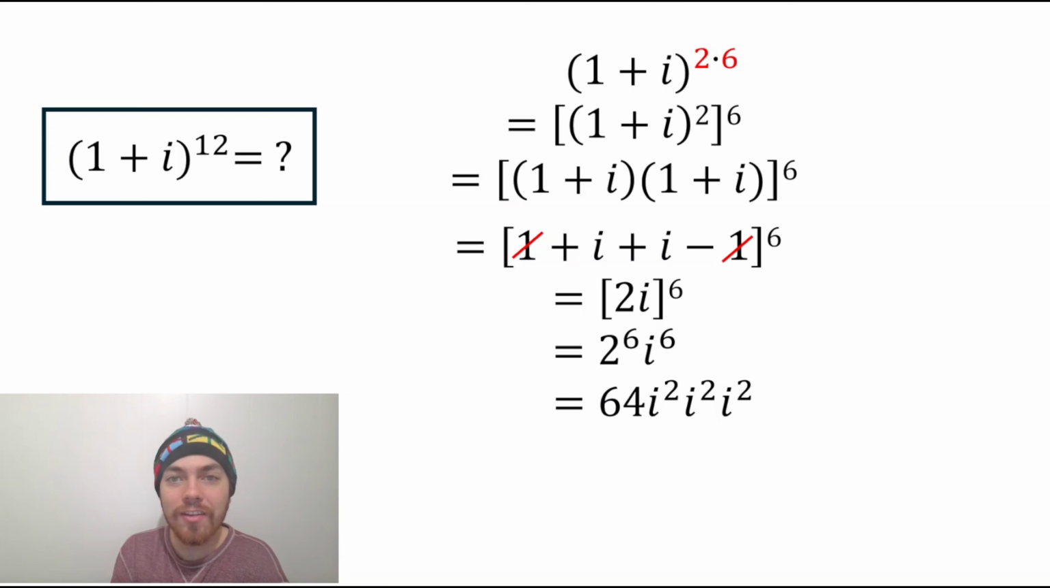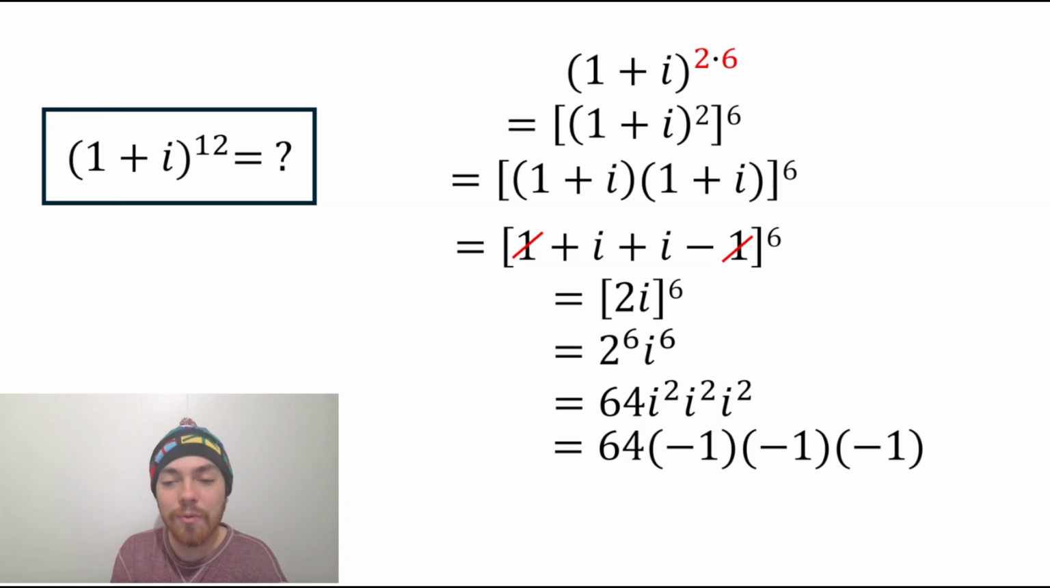Since i^2 is negative 1, that's going to give us 64 times negative 1 times negative 1 times negative 1. When we multiply that all out, we get negative 64, and that's our final answer. Let's put a box around it. So (1 + i)^12, all multiplied out, gives us negative 64. And that's some pretty cool stuff.